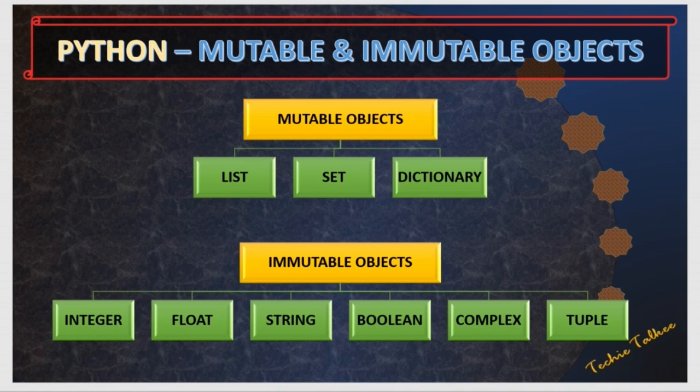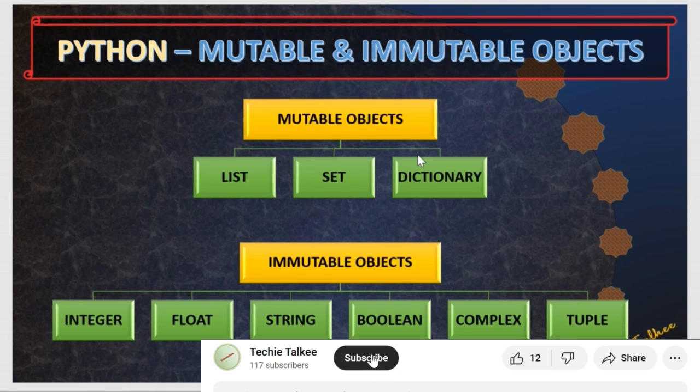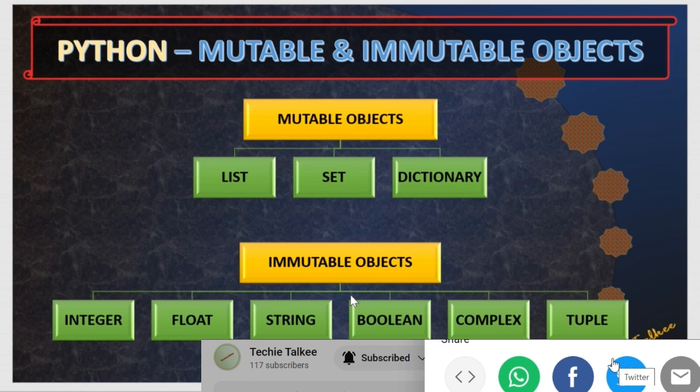Hello friends. In this video, I'll be explaining about the mutable and immutable objects in Python. A mutable object is one that allows changes to be done to it internally, which means we'll not be able to see any difference while executing it in Python.